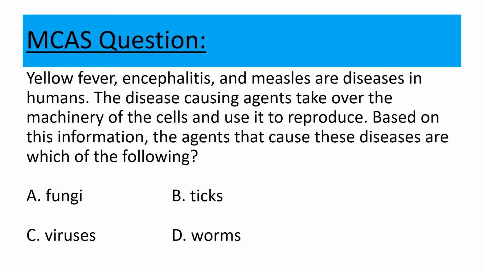Yellow fever, encephalitis, and measles are diseases in humans. The disease-causing agents take over the machinery of the cells and use it to reproduce. Well, there's our answer right there. We already know this is a virus based on that. Based on this information, the agents that cause these diseases are which of the following? A, fungi, B, ticks, C, viruses, or D, worms? And the answer is C. Viruses take over the machinery of cells and use it to reproduce.